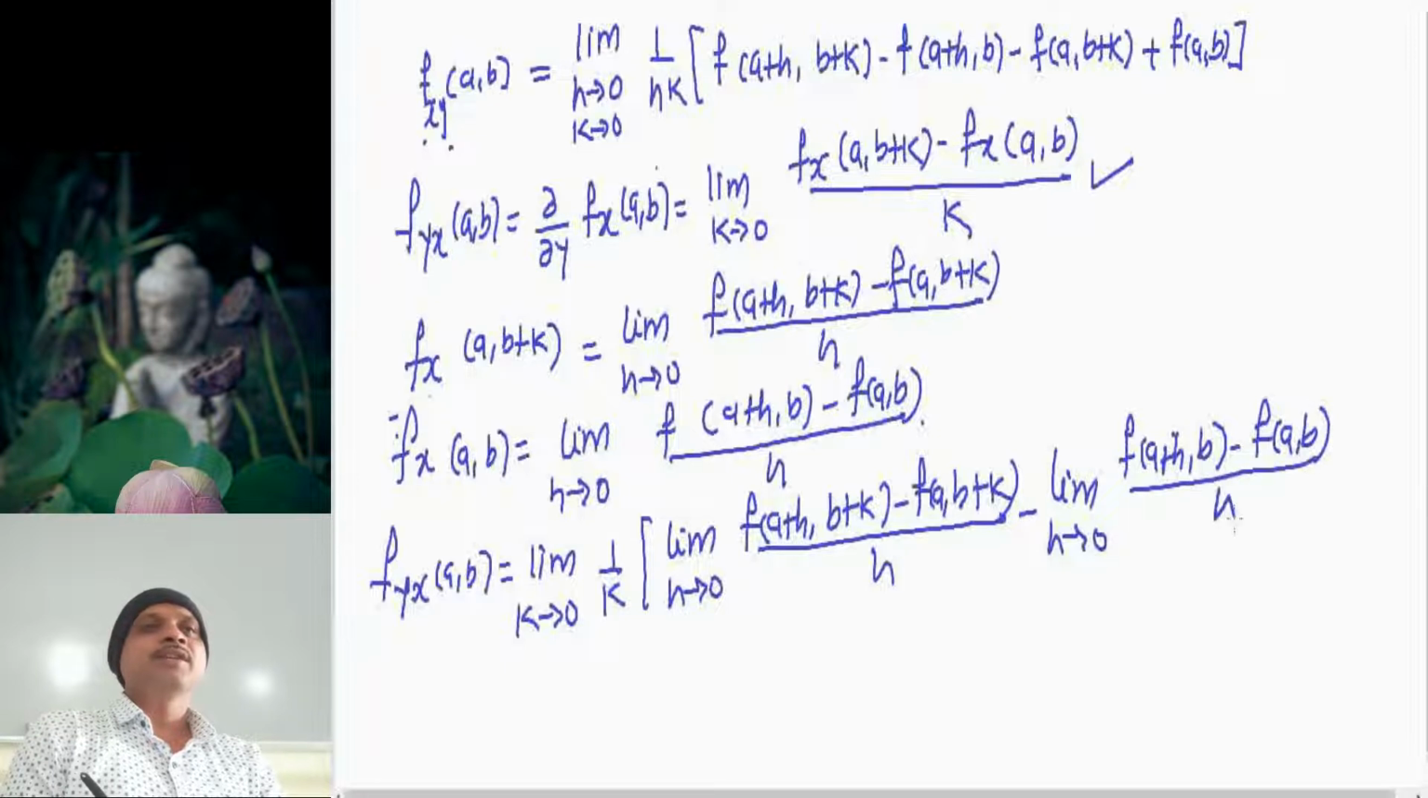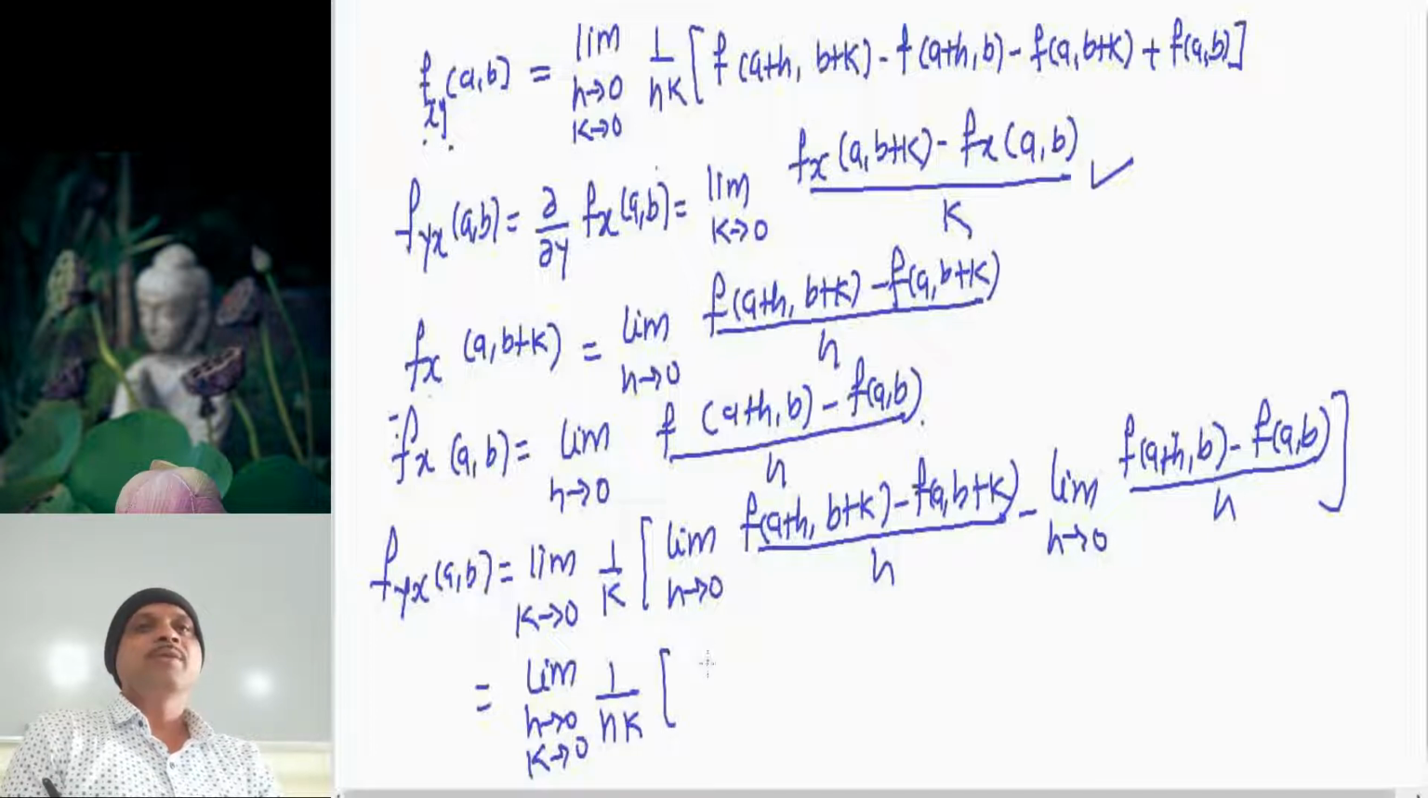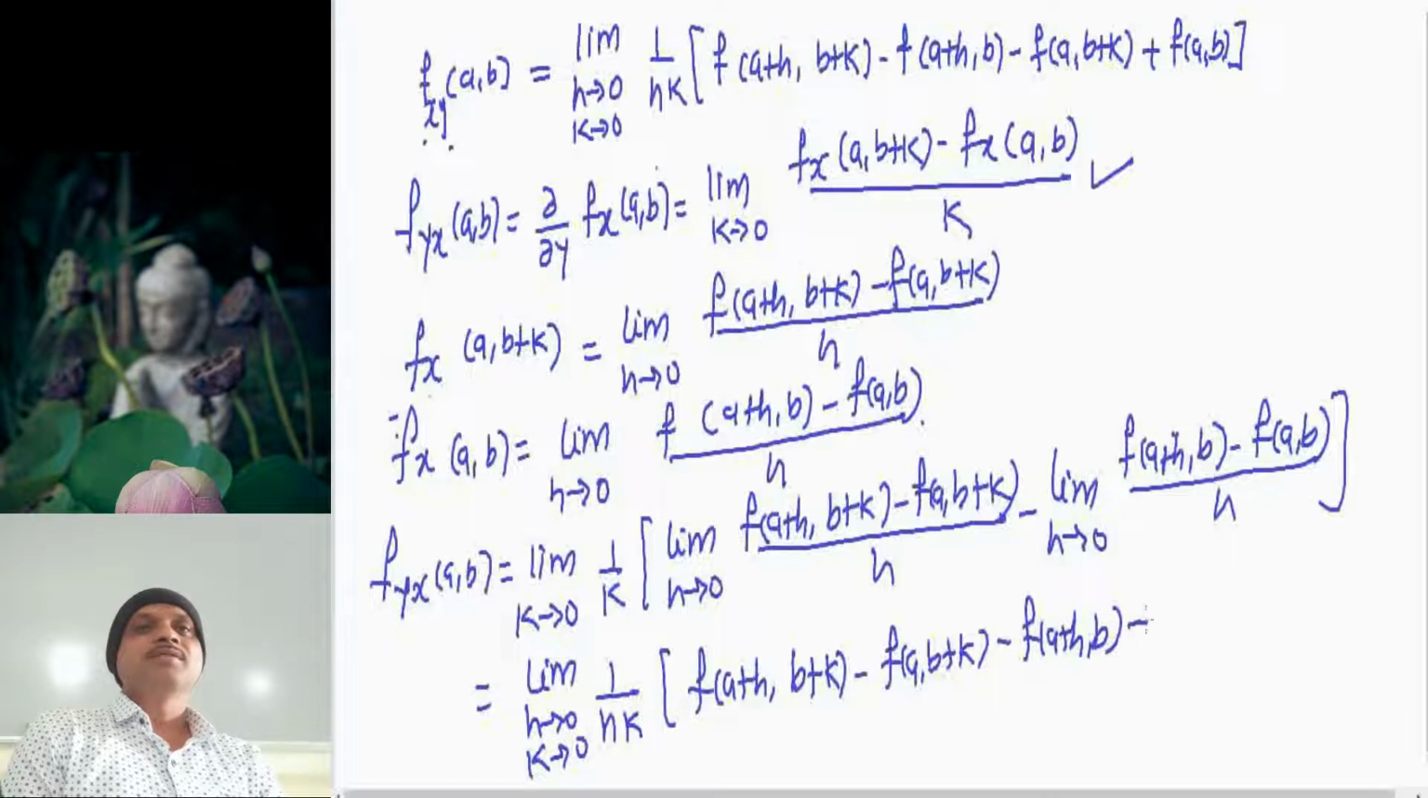So limit h tends to 0, k tends to 0, 1 divided by hk into [f(a+h, b+k) - f(a, b+k) - f(a+h, b) + f(a, b)]. So this is the value of f_yx at (a, b).